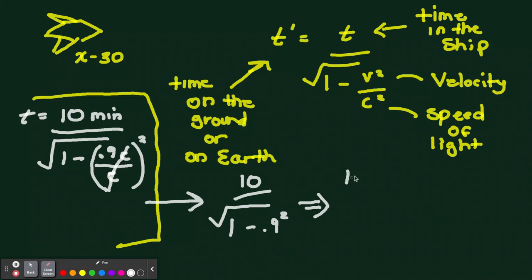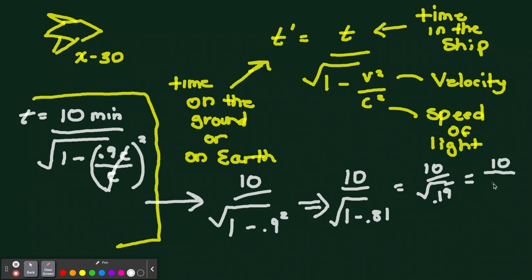Well, if we did that, we'll have 10 over the square root of 1 minus 0.81, because 0.9 squared is 0.81. And that will give us 10 over the square root of 0.19. Running out of room here. Let's try to make it a little smaller now, which would be 10 over 0.435. And that'll give us our answer.